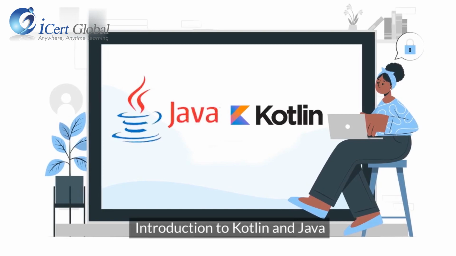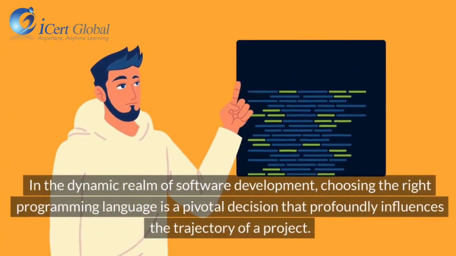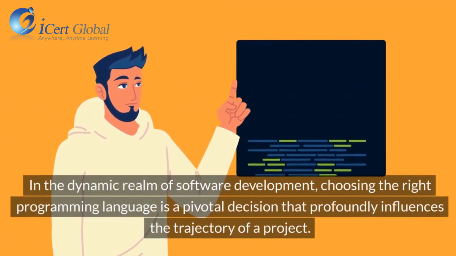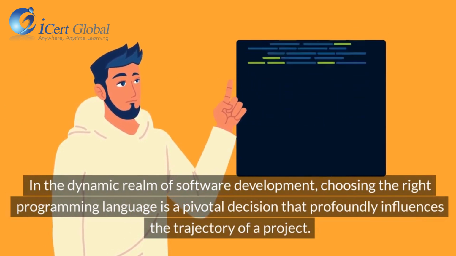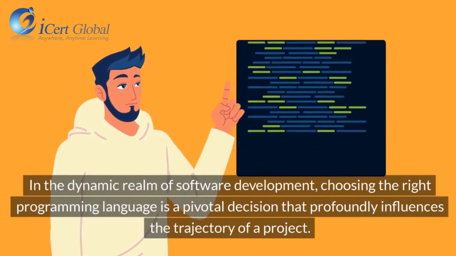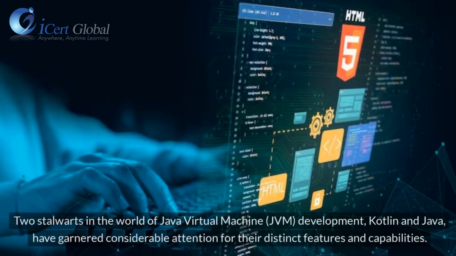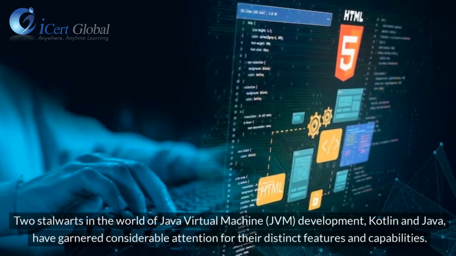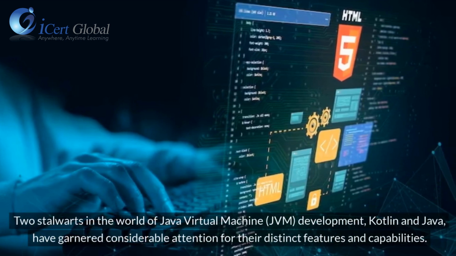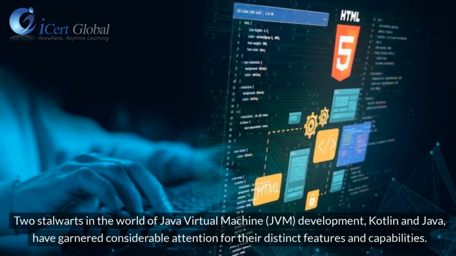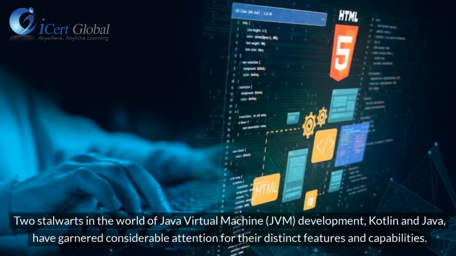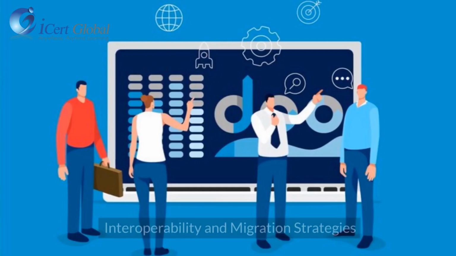Introduction to Kotlin and Java. In the dynamic realm of software development, choosing the right programming language is a pivotal decision that profoundly influences the trajectory of a project. Two stalwarts in the world of Java Virtual Machine, JVM, development, Kotlin and Java, have garnered considerable attention for their distinct features and capabilities.